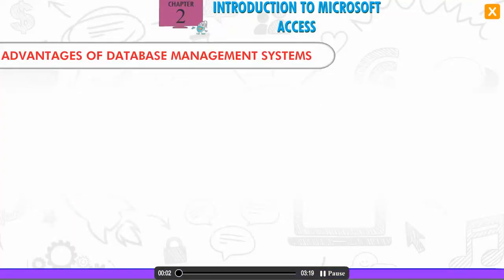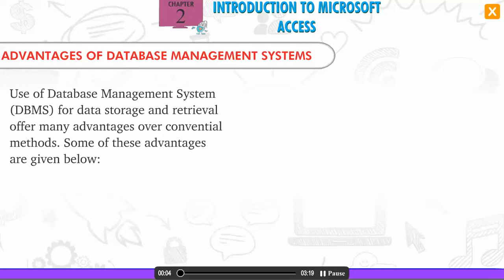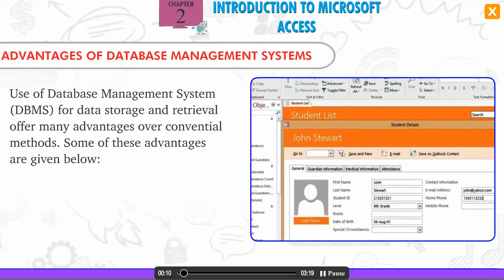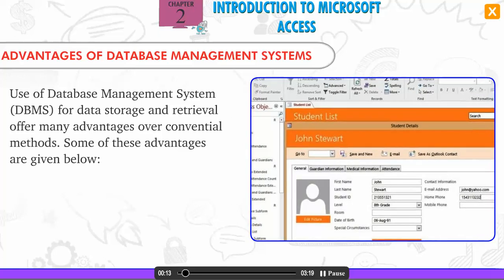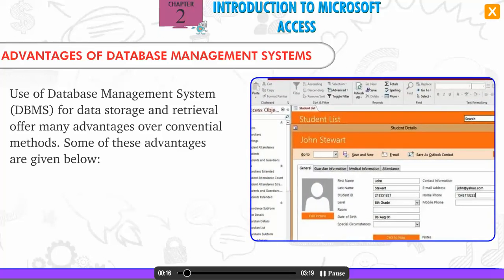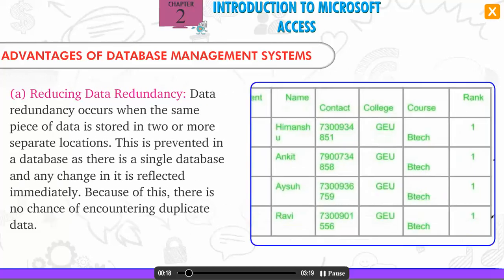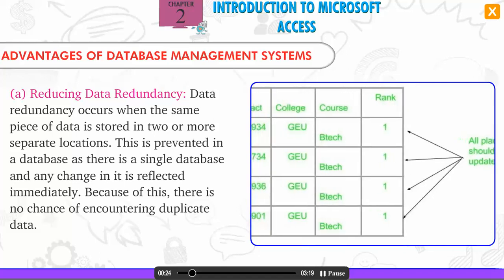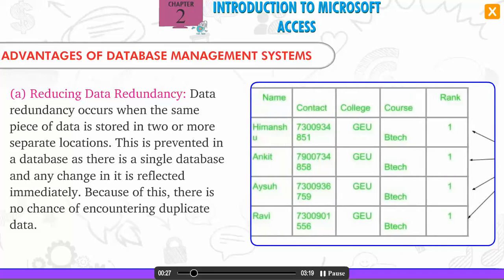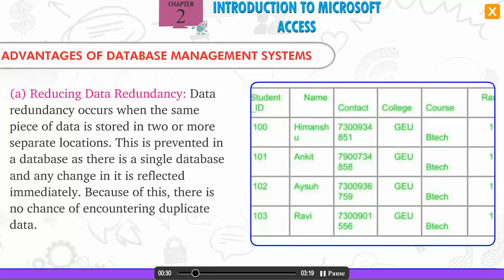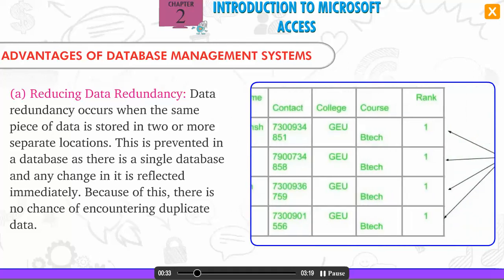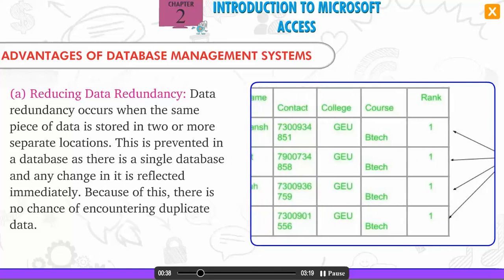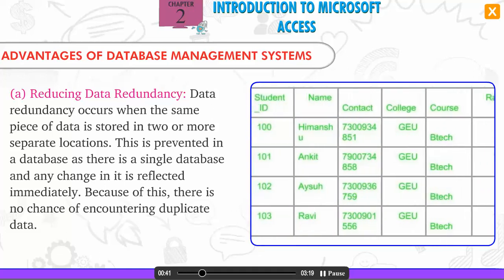Understand advantages of database management systems. Use of database management system (DBMS) for data storage and retrieval offer many advantages over conventional methods. Some of these advantages are given below. A. Reducing data redundancy. Data redundancy occurs when the same piece of data is stored in 2 or more separate locations. This is prevented in a database as there is a single database and any change in it is reflected immediately. Because of this, there is no chance of encountering duplicate data.